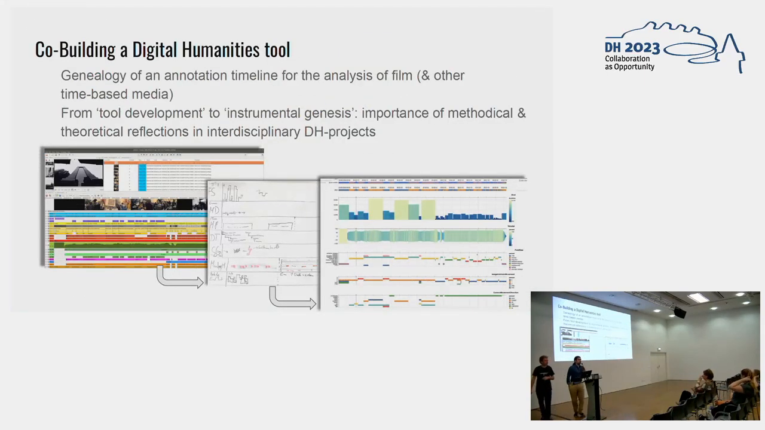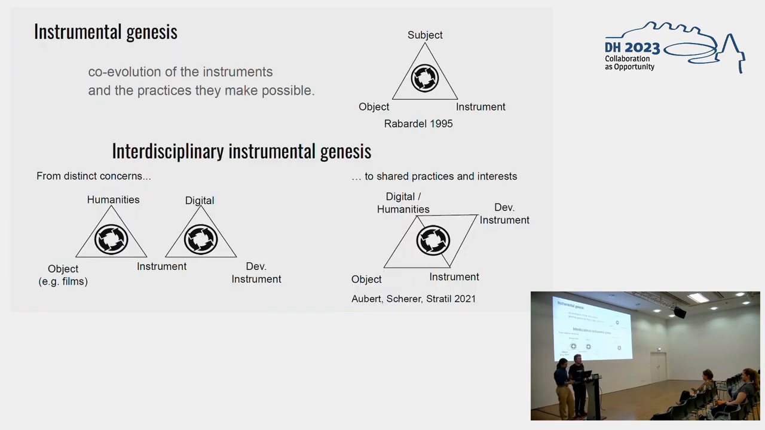In an earlier publication, we talked about the co-building of a digital humanities tool and reflected on the iterative development of a visualization framework that you see here as instrumental genesis. So a bit of detail about instrumental genesis, which I think is an important concept for the digital humanities. It's a concept founded by Pierre Rabardel, who died two years ago, a philosopher, psychologist, and ergonomic researcher.